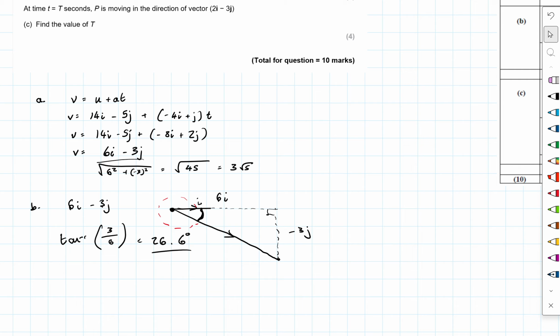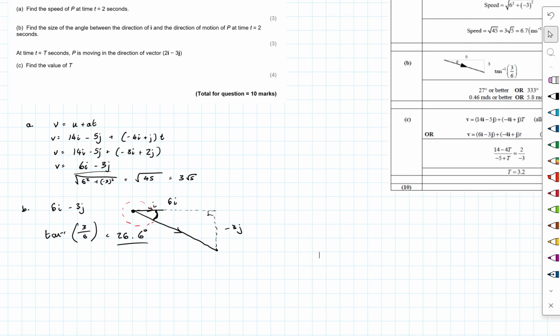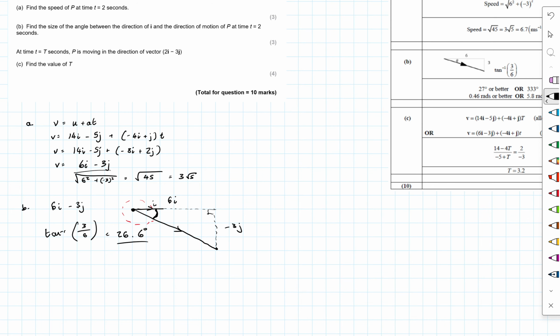Okay, now let's look at part 3, and this is one that I wanted to touch on and probably will touch on in class, but it's one where you're asked to find a time when P is moving in a certain direction. In other words, parallel to that direction. It doesn't mean its velocity is exactly 2i minus 3j. It means in the direction of, which means parallel to. So what do we do there?